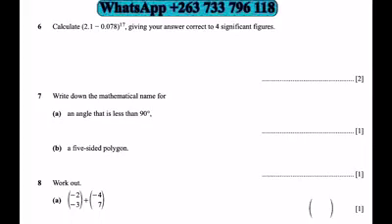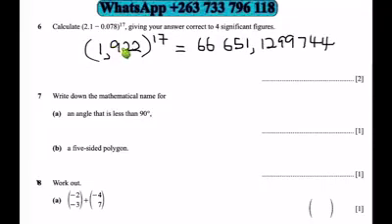Then on number 6, calculate 2.1 minus 0.078 to the power 17, giving your answer correct to 4 significant figures. So the first step here, you can first subtract this in your calculator if it does not display the numbers on the screen like this. 1.922 is the answer from 2.1 minus 0.078. Then you raise it to the power 17, punch into a calculator, you get this value on your screen.